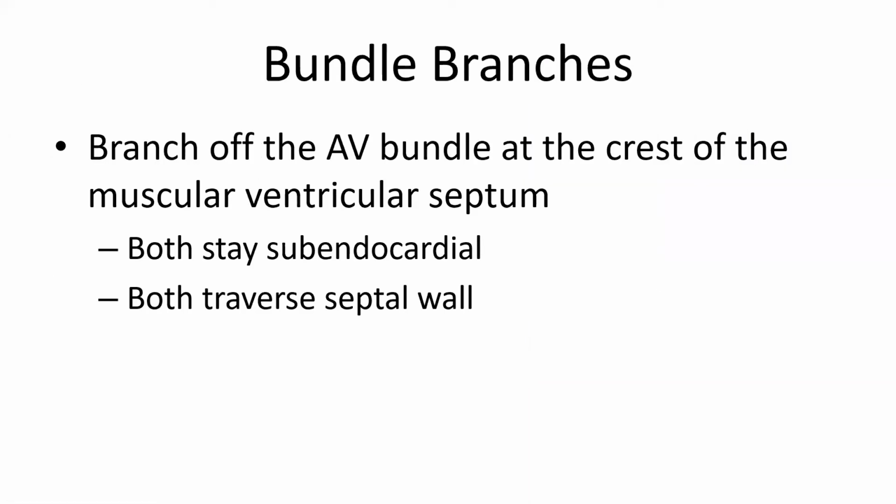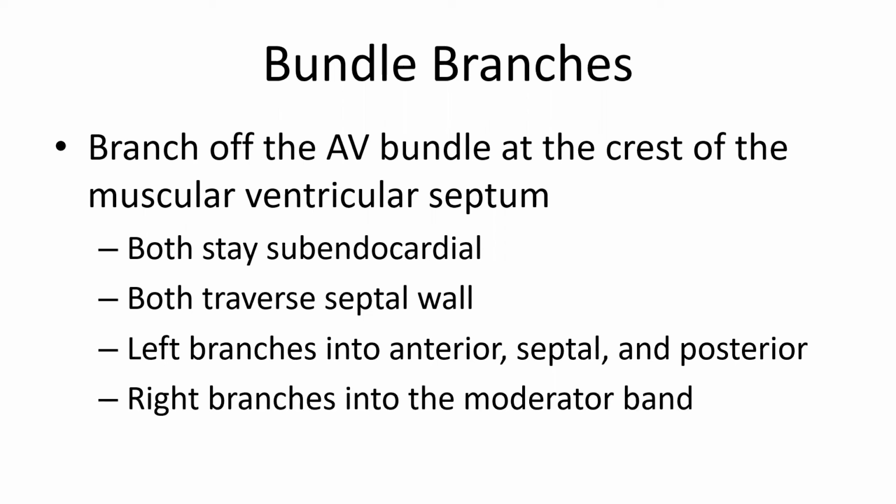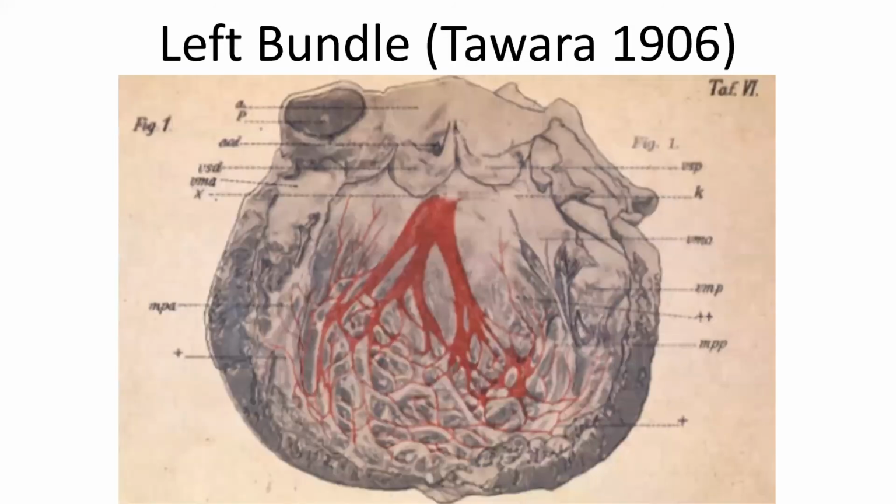And so giving off the left and right bundles, both of them stay subendocardial, and they both traverse the septal wall on their respective ventricles. The left branches into the anterior, septal, and posterior. Yes, there are 3 fascicles. And the right branches into the moderator band.